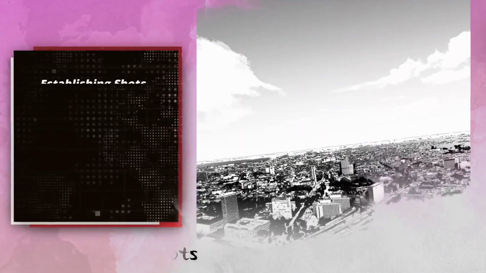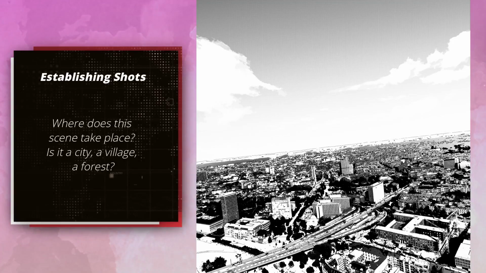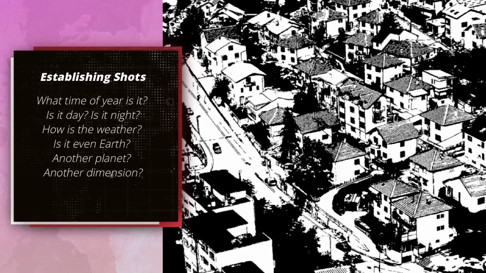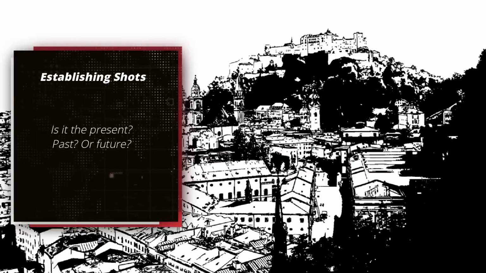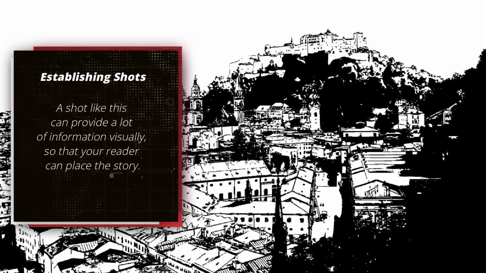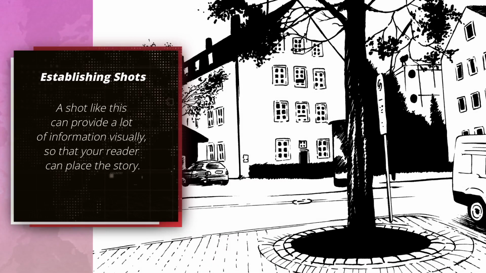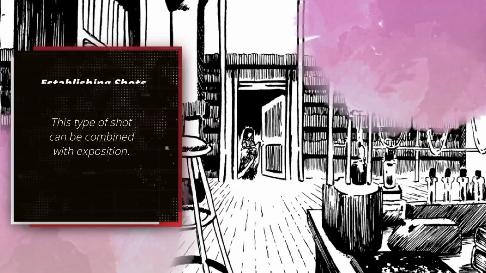Establishing shots. In these shots, you establish your location and provide information. Where does the scene take place? Is it a city, a village, a forest? What time of year is it? Is it day? Is it night? How is the weather? Is it even Earth, another planet, another dimension? Is it the present, past, or future? A shot like that can provide a lot of information visually so that your reader can place the story. Also, this type of shot can be combined with exposition.